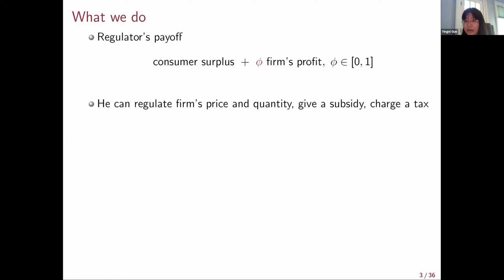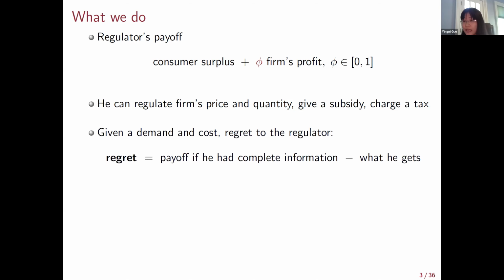Given a policy, the firm would choose a price and a quantity to maximize its own profit. In this case, we can calculate the loss to the regulator, which is the difference between what he could have gotten if he had complete information about the industry and what he actually gets given his policy. This is called the regulator's regret. We can think about this regret as the money left on the table due to the regulator's incomplete information.